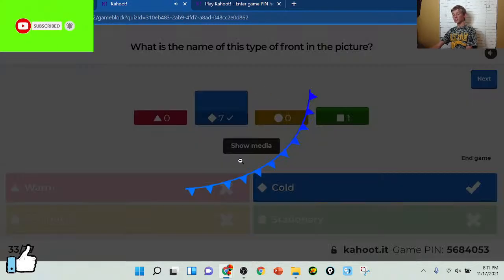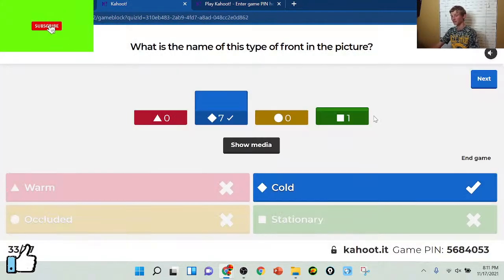Good, yes. So the best way I can explain this to you is whenever you think of cold, you always think of blue, right? Well, this is going to be the only front that's going to be all blue. So whenever you see those blue triangles, all blue, always think of cold because blue is always cold, okay? Only one person put stationary. That's good.